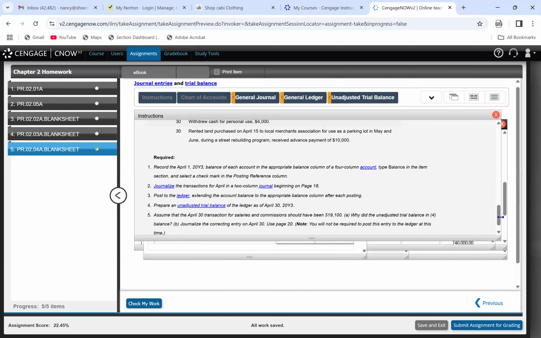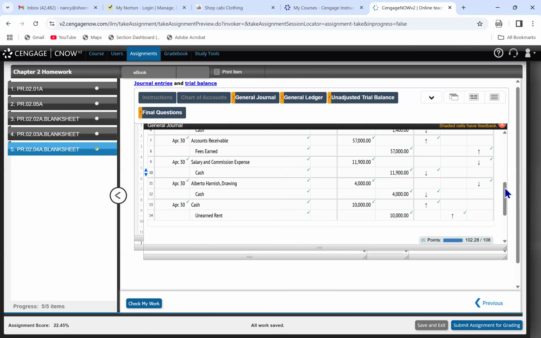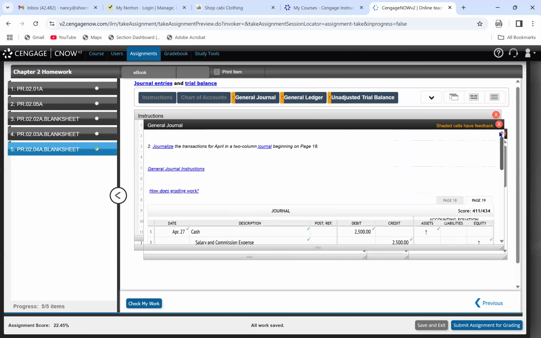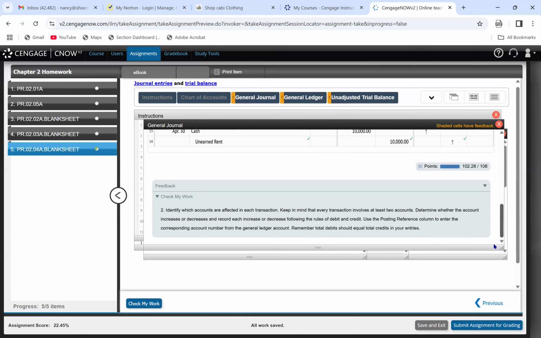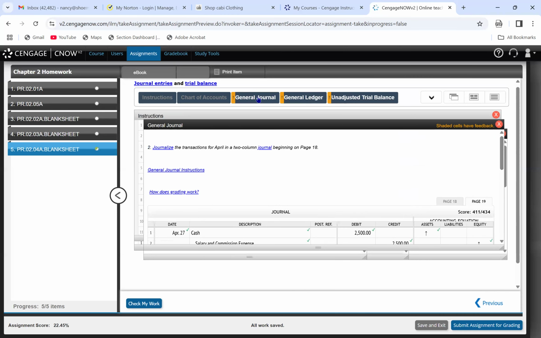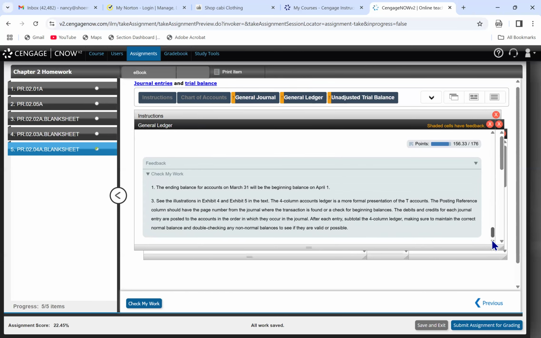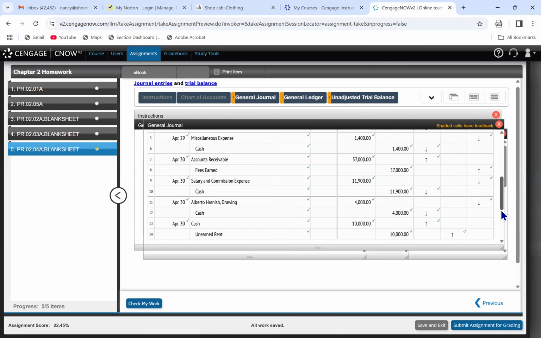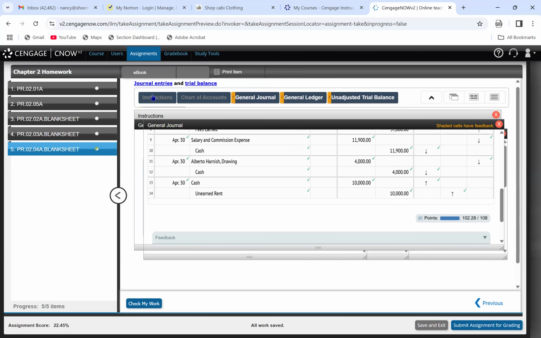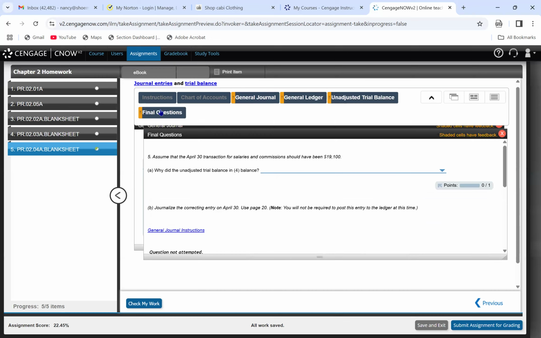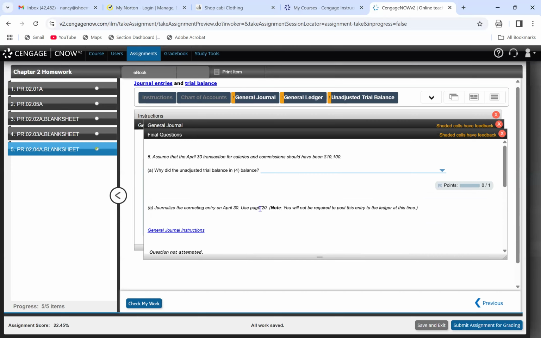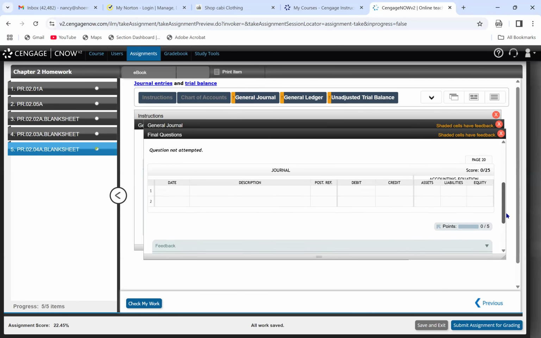Well, what is that difference? 19.1 instead of 11.9 means we were off $7,200. So if we went to page 20, where is page 20? It should be in an adjusting journal entry. I'm so sorry, but I am trying to understand where I'm supposed to post that. Let me just try that again. Final instructions: journalize the correcting entry on April 30th. Use page 20. You will not be required to post this. Oh, here's page 20.